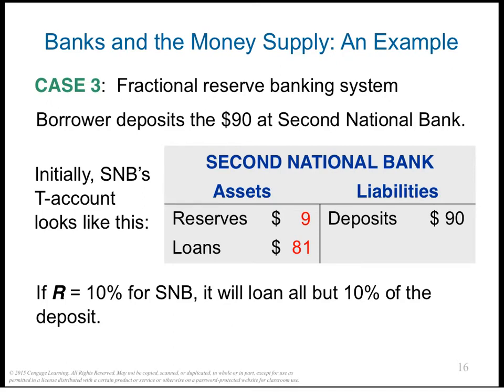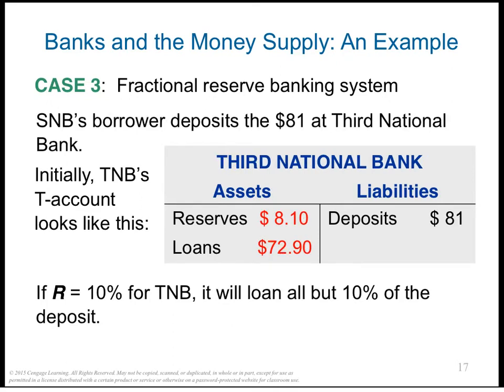Let's look again at the amount of money supply in this system. So it's going to be $100 in deposits, $90 that the first bank gave as a loan, and $81 that the second bank gave as a loan. So the money supply still continues to grow because Second National Bank creates an additional $81 of money.